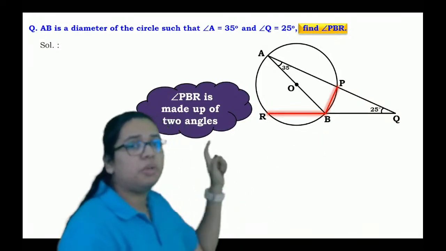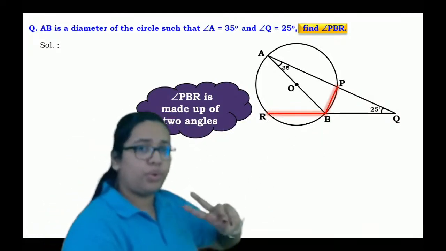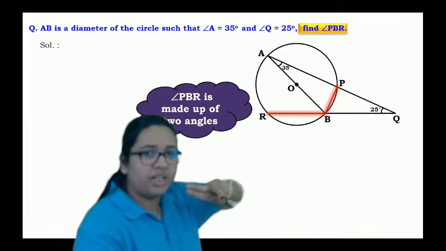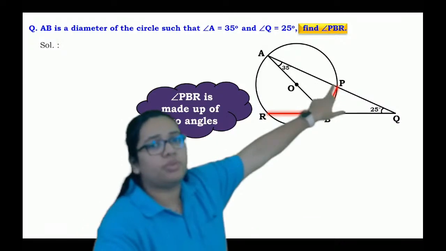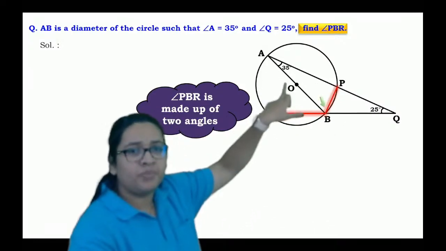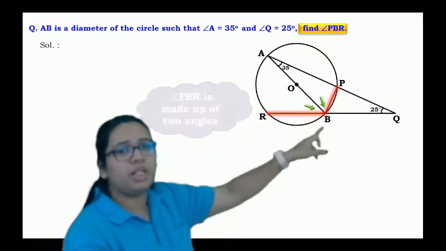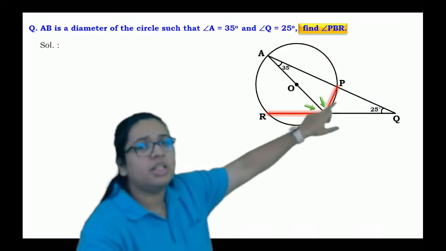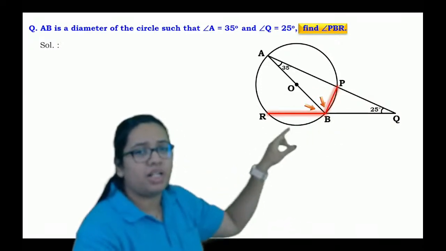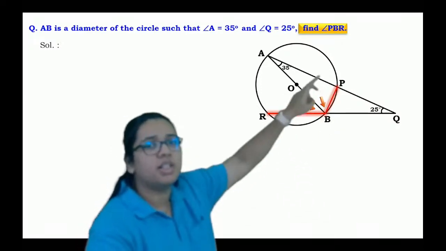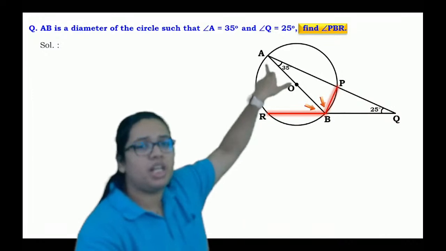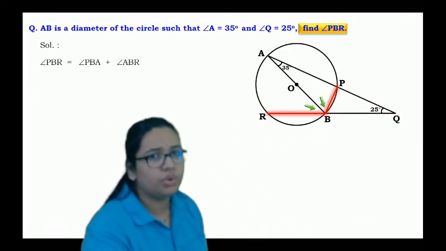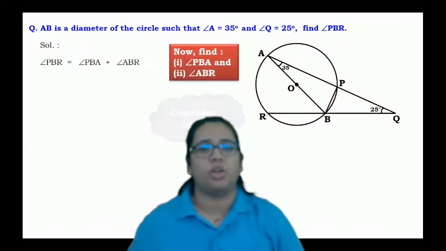But we know that PBR is made up of two angles. The first one will be PBA and the second one will be ABR. So if we have to find this angle, we know that PBR is made up of two angles, which is nothing but PBA and ABR.